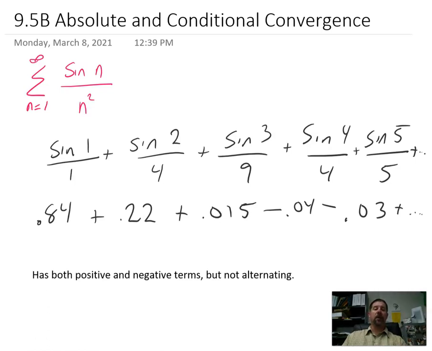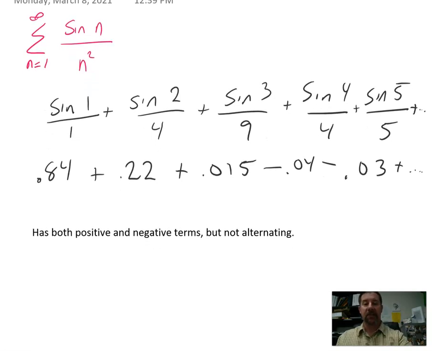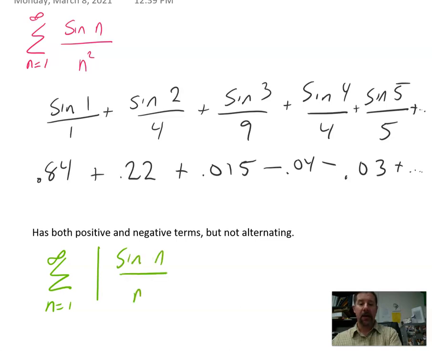Okay, so when you come across a series that has both positive and negative terms, but they're not alternating, they're just some positive, some negative, what we want to do is look at the absolute value of the series. That way, we make them all positive, and then we can use all of our rules. So I'm going to look at the sum from n equals 1 to infinity of the absolute value of sine n over n squared. This makes all my terms positive, so now I can use my other tests.